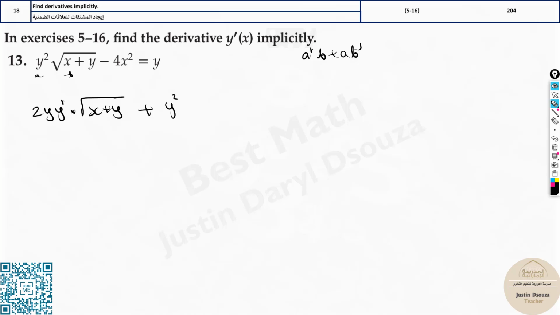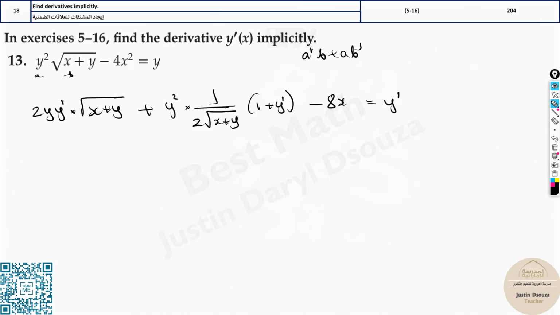And what is the derivative of the square root? It will be 1 by 2 square root x plus y. And what is the derivative of this? Derivative of x is 1 plus y is y prime. See, there is product rule, chain rule, everything together. So this is the solution of only this AB. Minus 2 comes down to be 8x equals y prime.